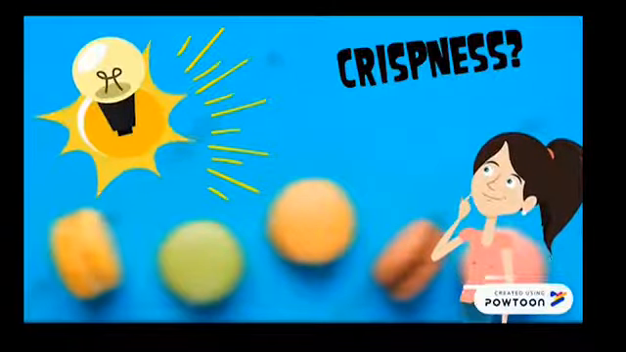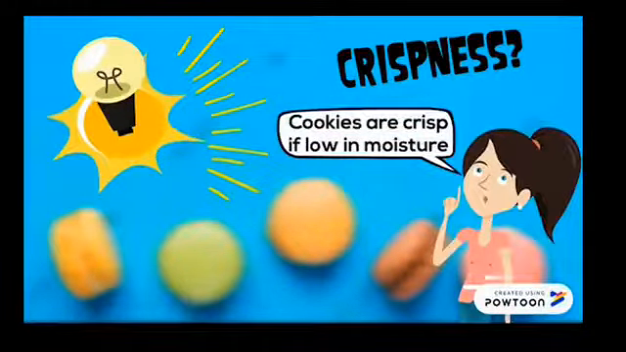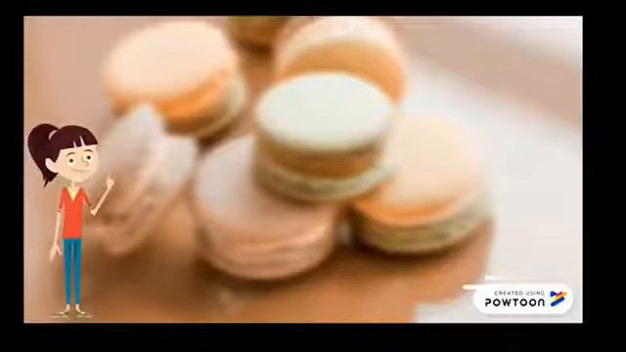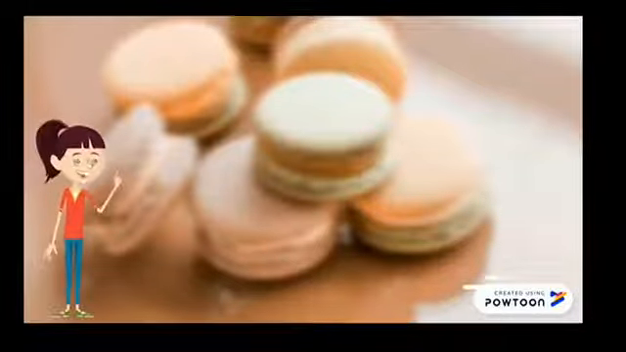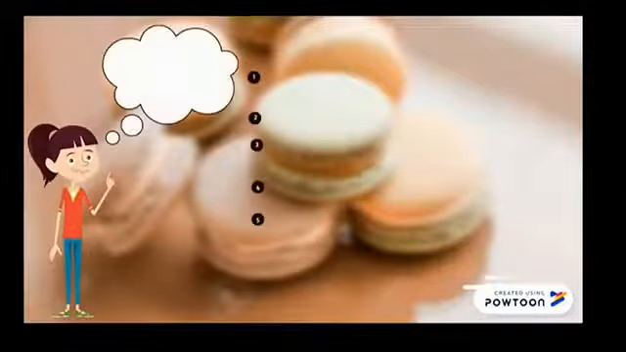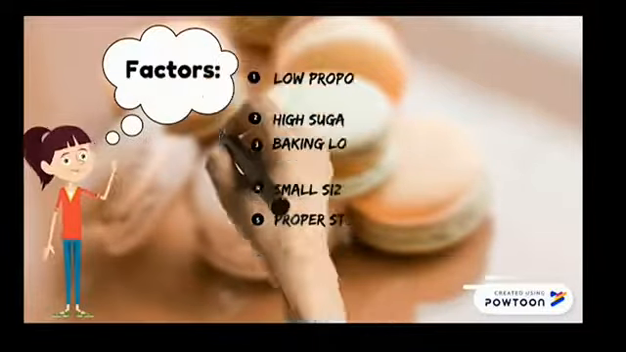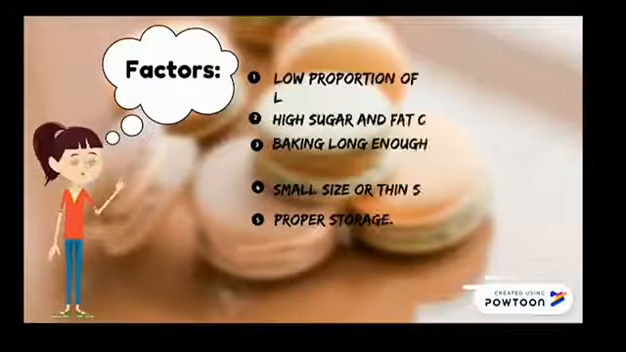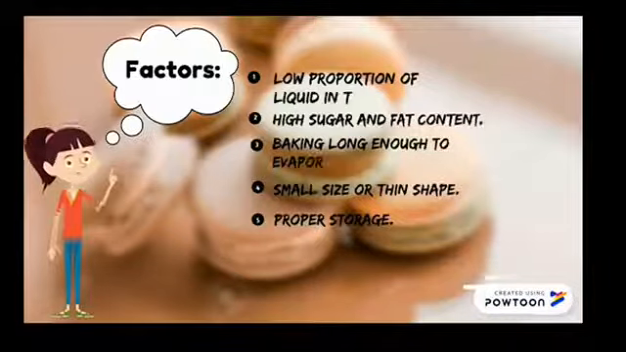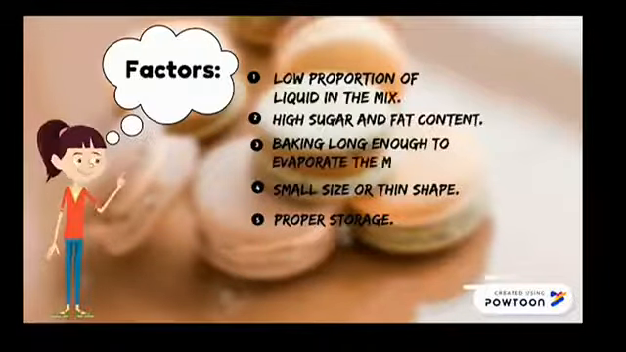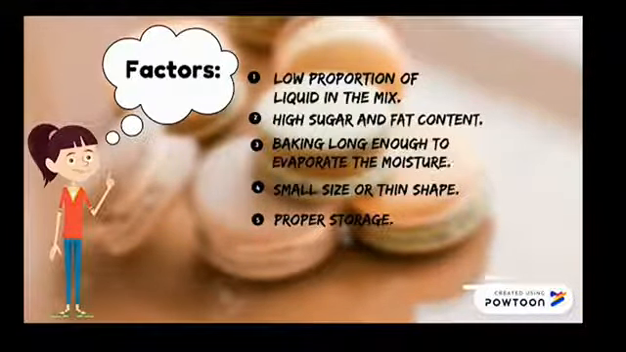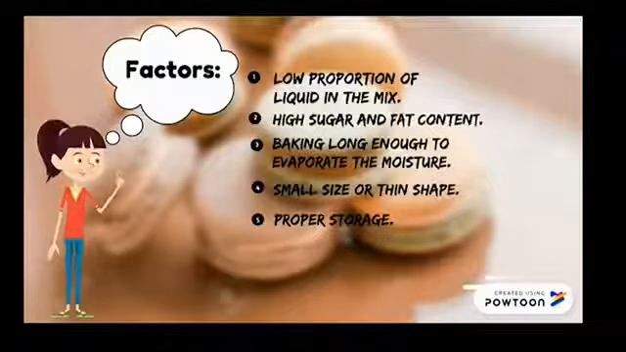Crispiness. Cookies are crisp if low in moisture. What are the factors? Low proportion of liquid in the mix, high sugar and fat content, baking long enough to evaporate the moisture, small size or thin shape, and proper storage.